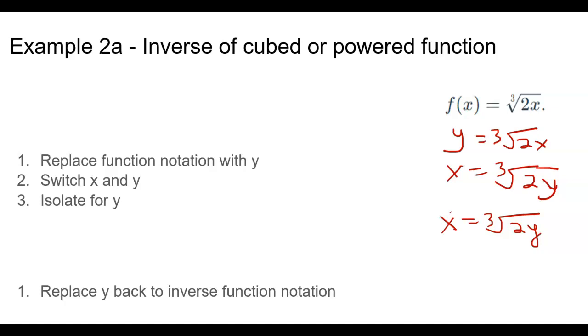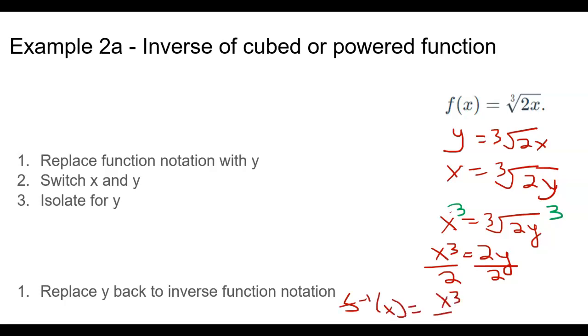What I need to do is I need to cube both sides, because ultimately that is what's going to get rid of my cube root. So if I have a cube root, then I need to cube both sides. If I had a square root, I need to square both sides. And I started with an f, so my notation is going to be f inverse of x equals x to the third over 2.